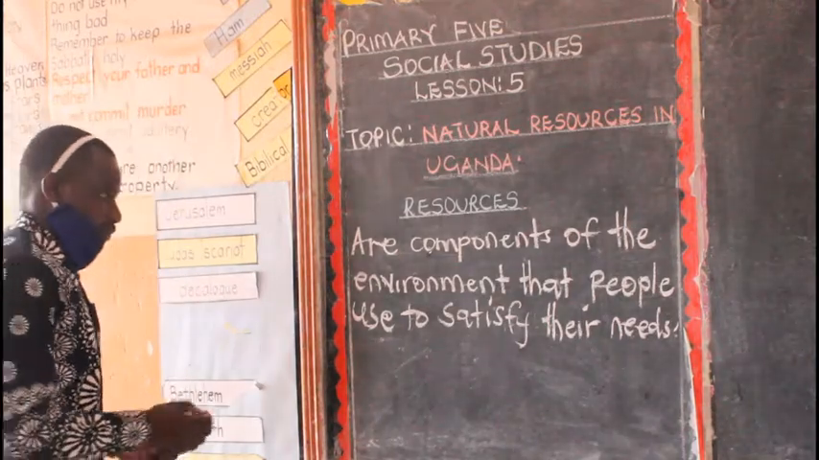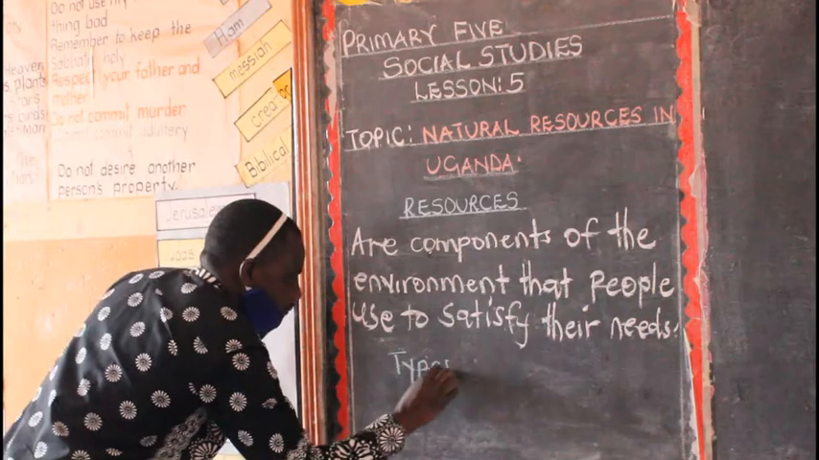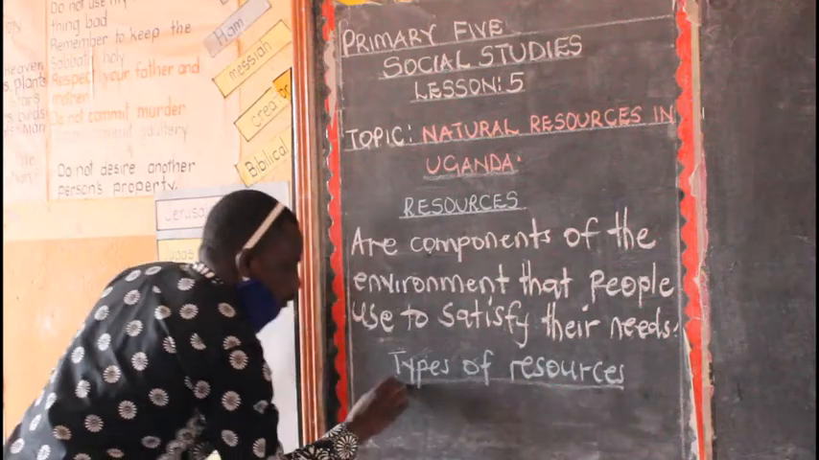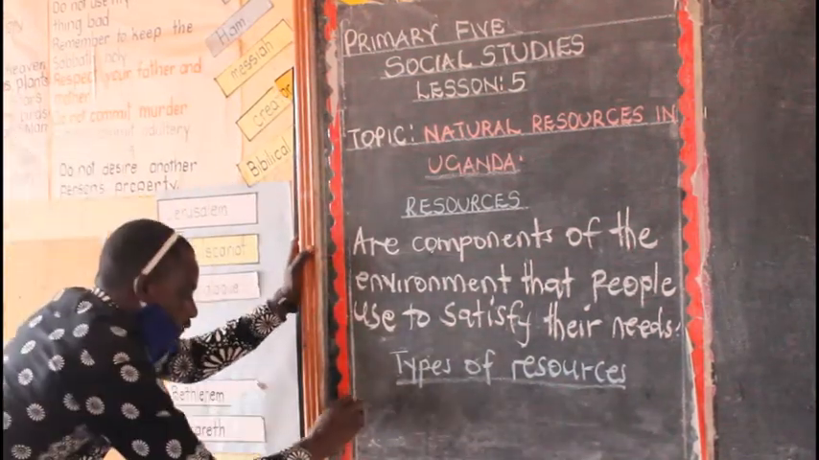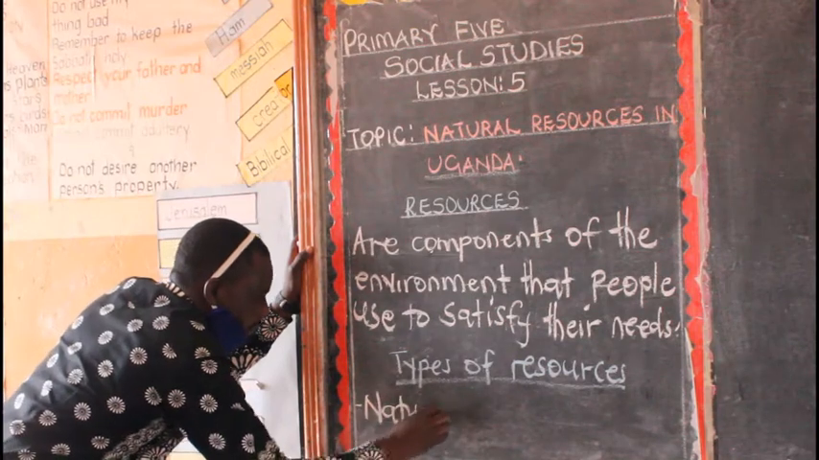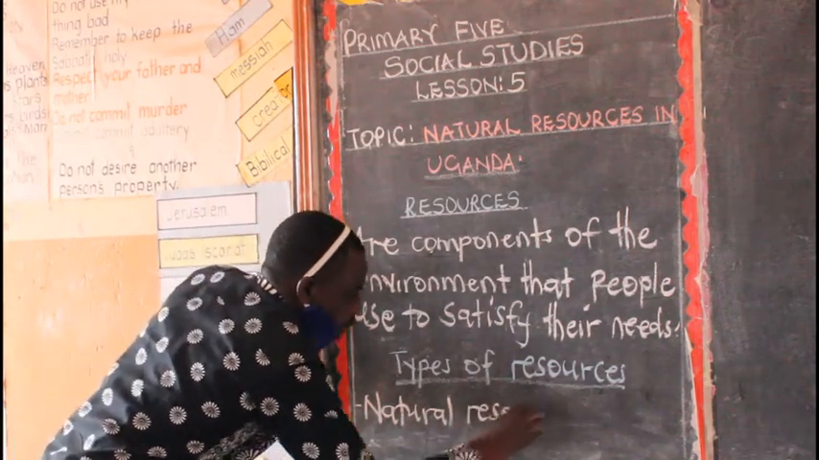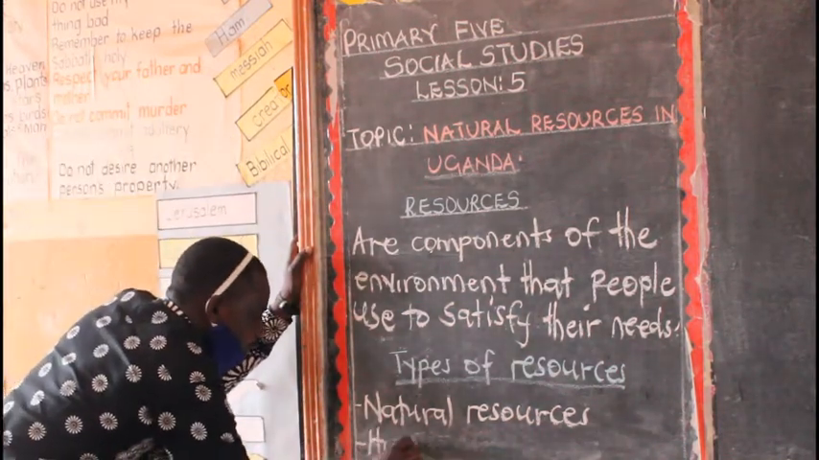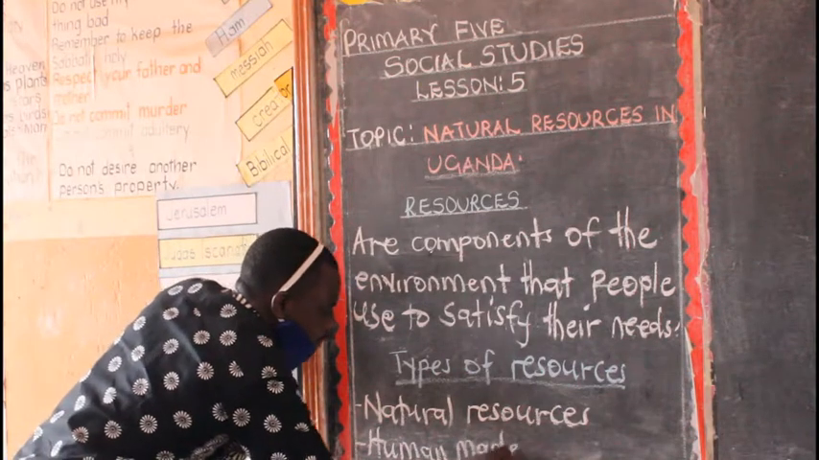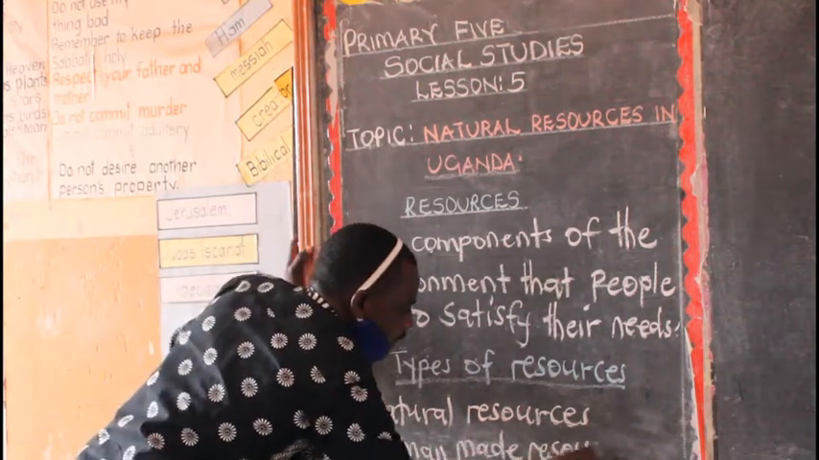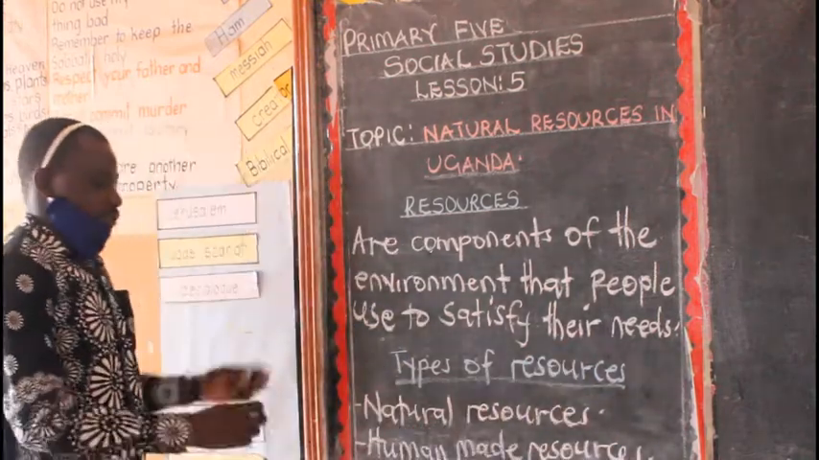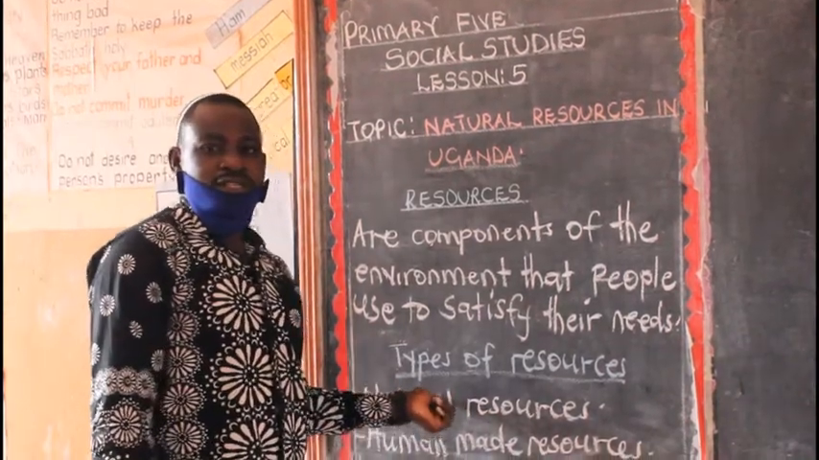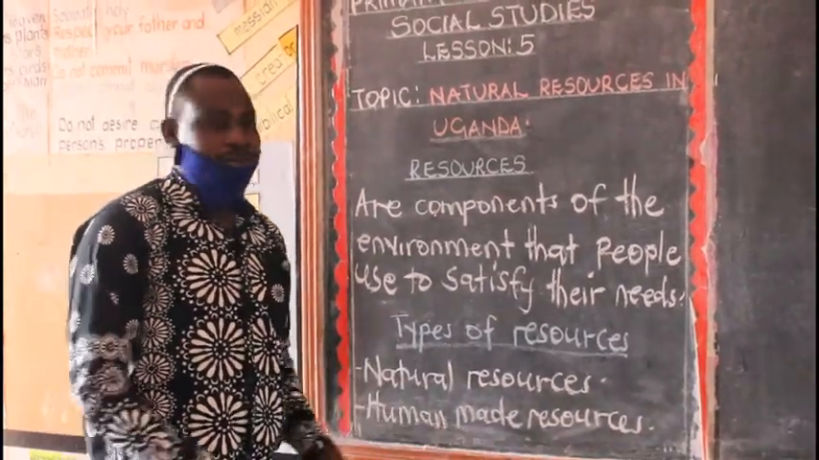Then we have two types of resources. One, we have natural resources. Then we also have human made resources. So these are the two types of resources that we have. The first one is natural resources. Then the second one is the human made resources.